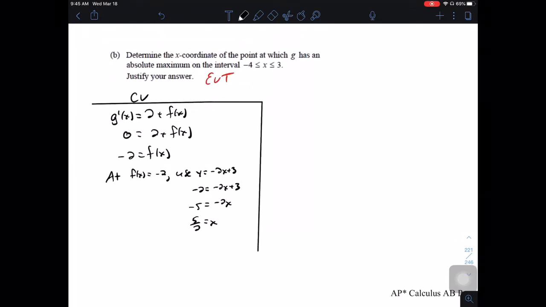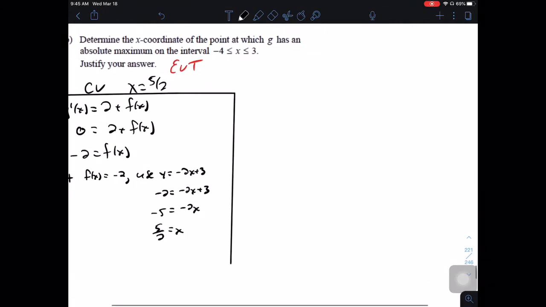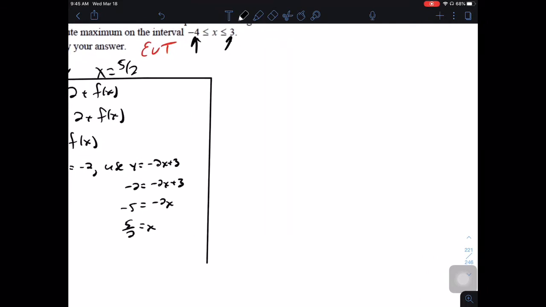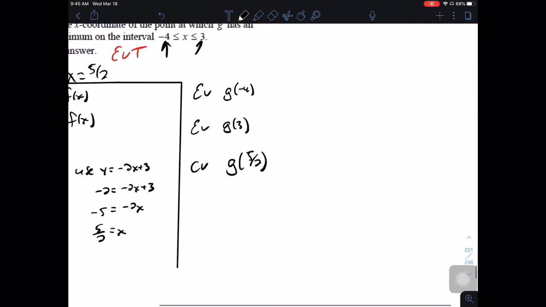So once we know what the critical value is, we need to figure out if that relative min or max is also an absolute maximum, because it could be. So we're going to use these end values of g of negative 4, another end value of g of 3, and we're going to use the critical value of g of 5 halves. Whichever of those give us the biggest answer, well, that's going to be our absolute maximum.